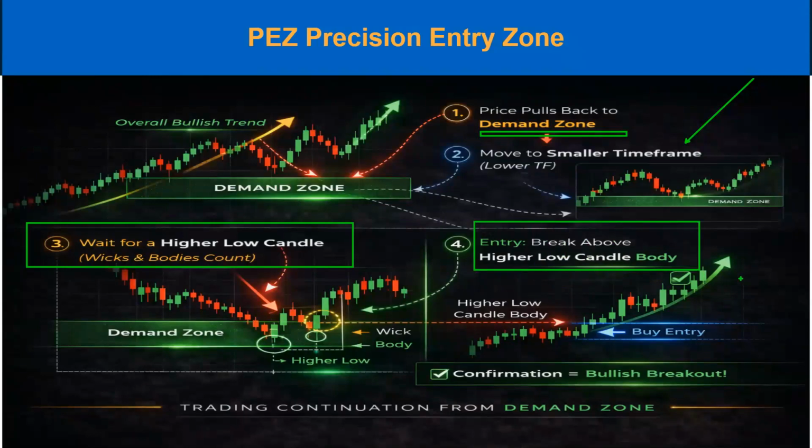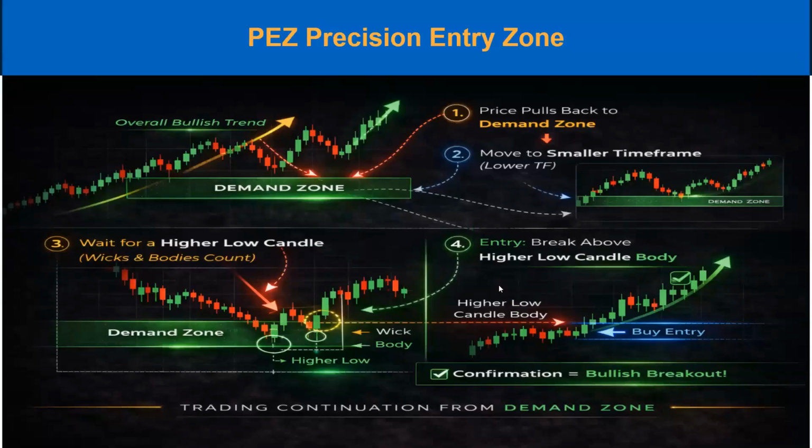So, if I get all of those things that happen, boom, I take the trade. I don't know anything about Harami candle body or anything like that, Mary Jane. All I know is that it is a break of the body of the higher low candle. So John will draw it out.